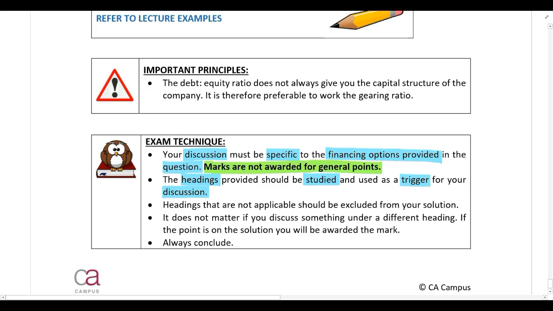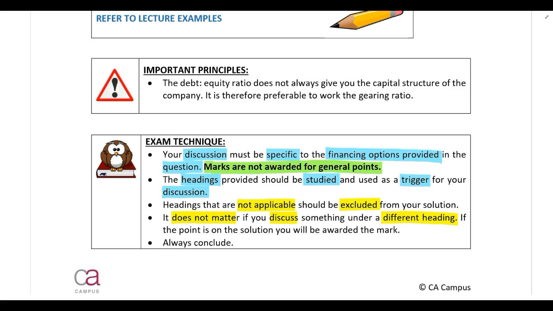That's very important. So what are you going to do if there are headings that are not applicable? So you go through the list of headings, you discuss everything that's applicable based on what you've been provided with in the scenario. If there's any headings that are not applicable, you should just exclude them from your solution. So if there's nothing to discuss under the heading of control, then just leave that heading out. So guys, I'm giving you the headings just to help you remember the potential things that should be discussed. But it also does not matter if you discuss something under a different heading. So maybe you get a bit confused and instead of discussing something under interest rates, you discuss it under the impact on cash flow. That doesn't matter, all right?